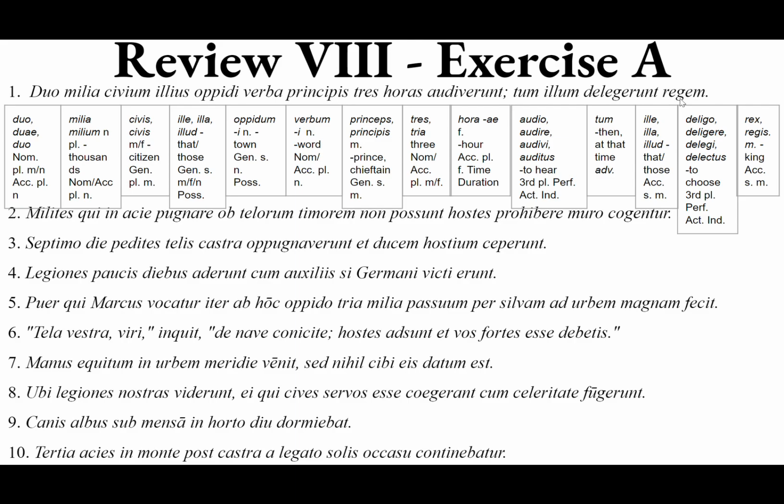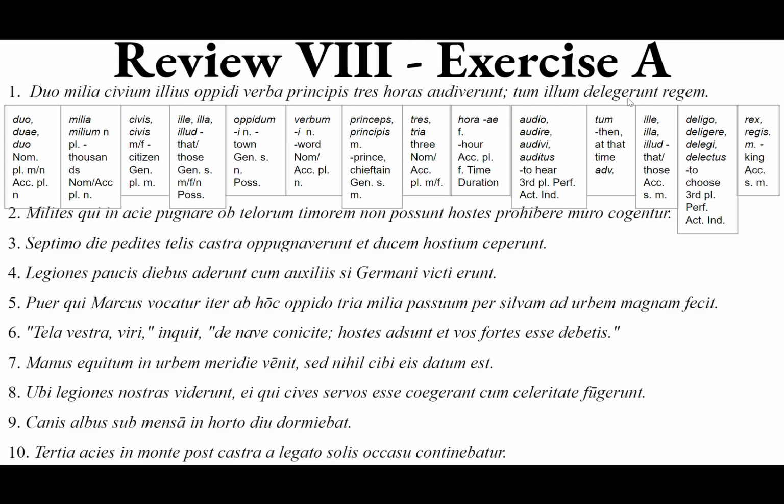Now, why is it accusative? It's not the direct object. Delegerunt illum. The illum is the direct object. This is receiving the action of the verb. Regem is what we call a predicate accusative. It's modifying this accusative direct object. It's what you make someone or choose someone, or in the sentence, I painted the barn red. So I painted the barn, the direct object, and I made it red. Red is a predicate accusative.